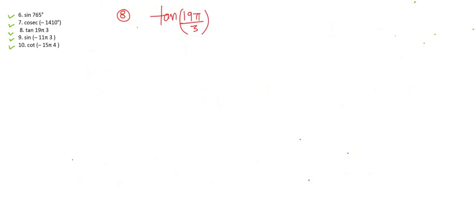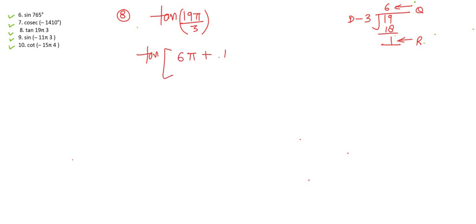So this is tan 19 pi by 3. Let's divide 19 by 3. So 6 times 3 is 18 and 1. This is the quotient, this is the remainder, and this is the divisor. So this can be written as tan, can I write 6 pi plus pi by 3? If I simplify, 6 3s are 18 plus 1 is again 19 pi by 3. Same thing. And what is the meaning of 6 pi?